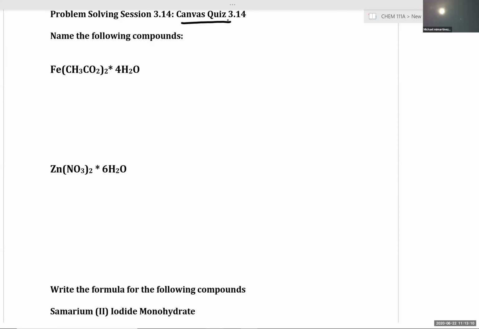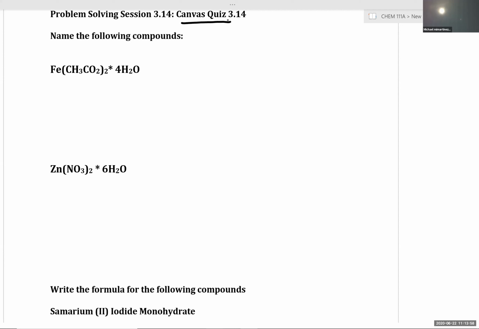So checking Canvas, I'm seeing a fair number of reasonable responses so far. If there are any questions students have when working through these problems, don't be shy to message me in the chat. And remember that the rules for naming ionic compounds depend on whether you have a polyatomic ion, a transition metal, a fixed charge transition metal, or a main group metal. So we'll discuss in about another 1 to 2 minutes. And if there are any questions, don't be shy to type them in the chat.